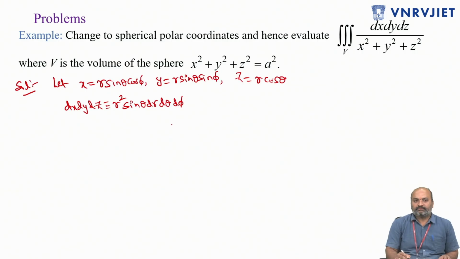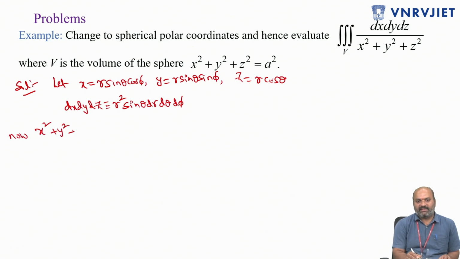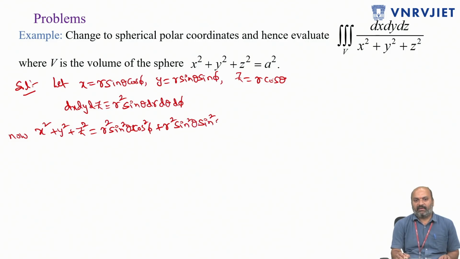Now let's convert the integrand also in terms of r, θ, φ. Let's consider what x² + y² + z² actually is. x² is r² sin² θ cos² φ, plus y², which is r² sin² θ sin² φ, plus z², which is r² cos² θ.